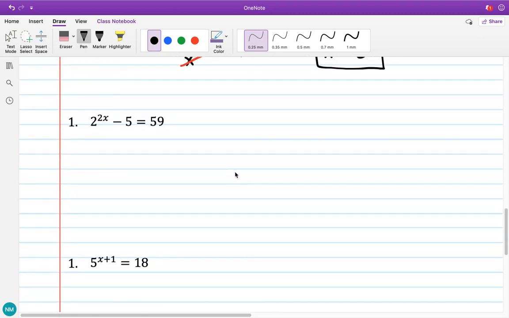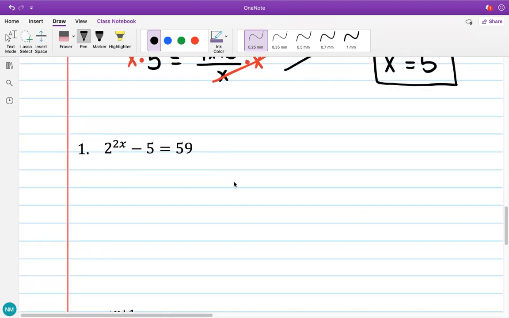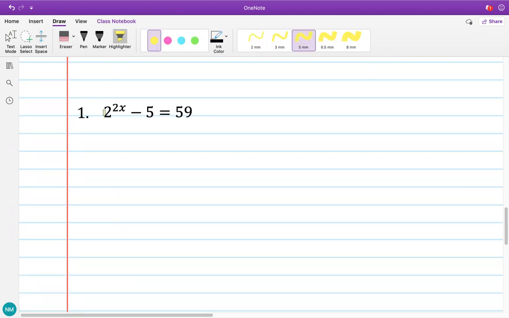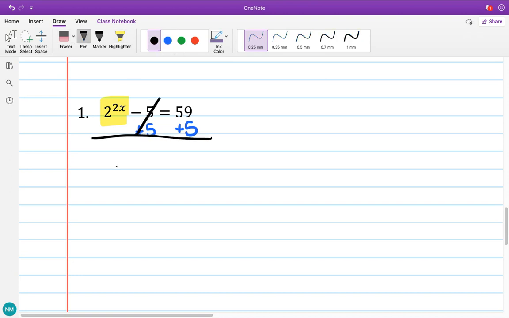Next one. So this is not logarithmic, this is exponential. So what we're going to do is we want to isolate this exponential portion of it. So what do we have to get rid of? We have to get rid of this 5. So I'm going to add the 5 over here. And so I'm going to get 2 to the 2x equals 64.